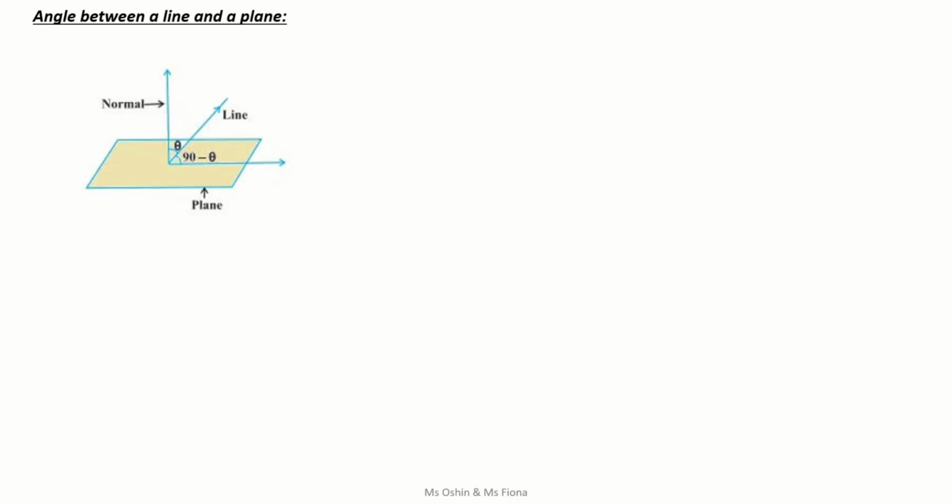Let us now find out the angle between the line and the plane. The angle between the line and the plane is the complement of the angle between the line and the normal to the plane. Let us consider the equation of the line as vector r is equal to vector a plus lambda times vector b, where vector b is a vector which is parallel to the line.